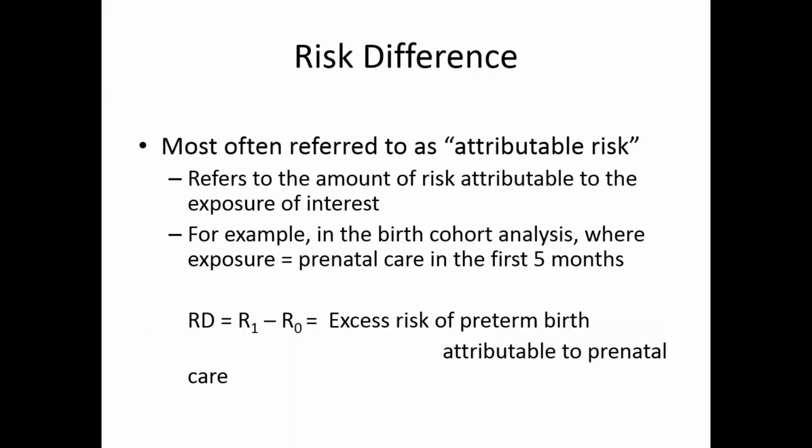Risk difference. Now, instead of taking the ratio between risks, ask yourself, what do you get if you take the difference between risks? So in other words, the risk of a particular outcome is 30% in smokers, and the risk is 10% in non-smokers. What does it mean when you take 30% minus 10%, you get 20%? Think about it for a second.